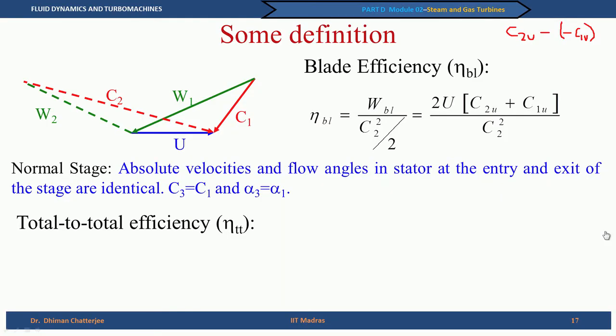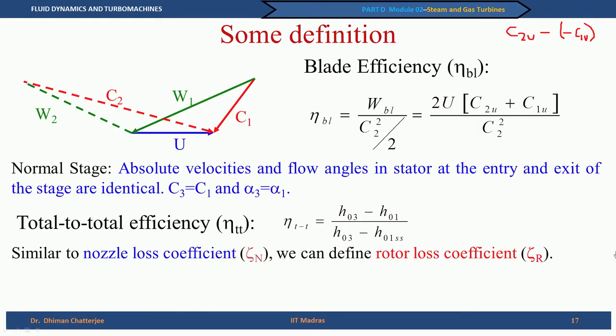The next thing is our total to total efficiency. We have talked about the total to total efficiency earlier also, and we have told that time that total to total efficiency is nothing but H03 minus H01 divided by H03 minus H01SS. Please recollect that H03 minus H01SS is an isentropic process by which the enthalpy drop is calculated, and then H03 minus H01 is the actual process.